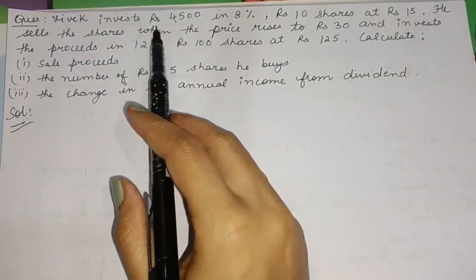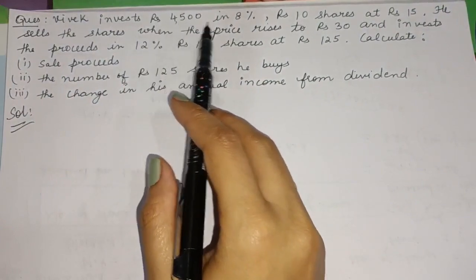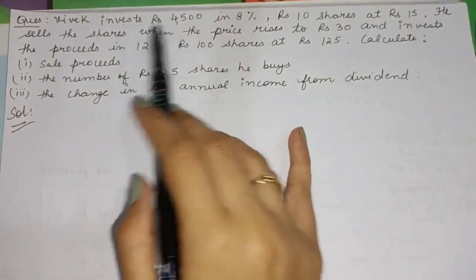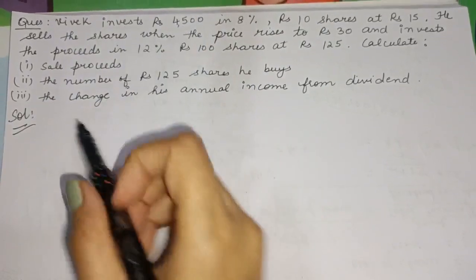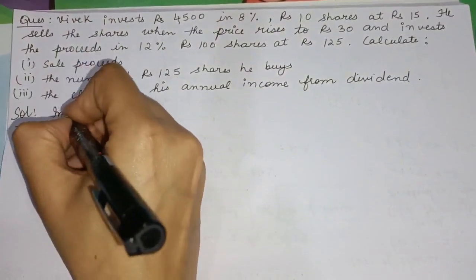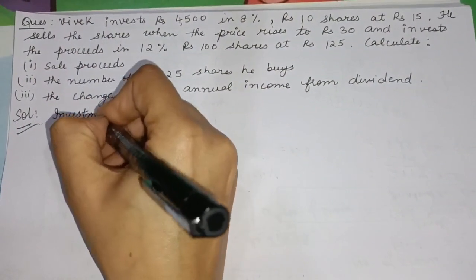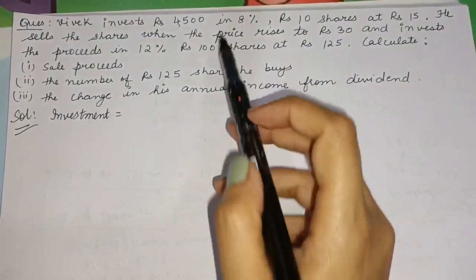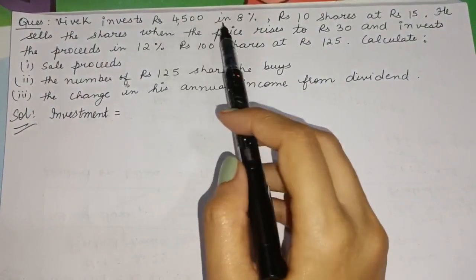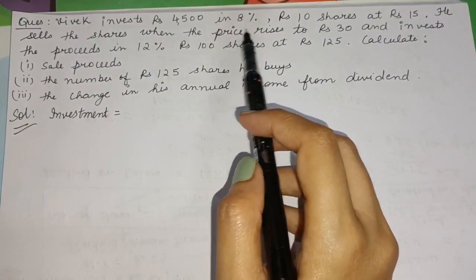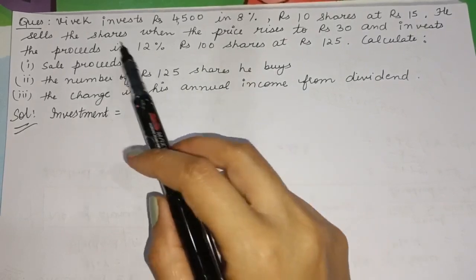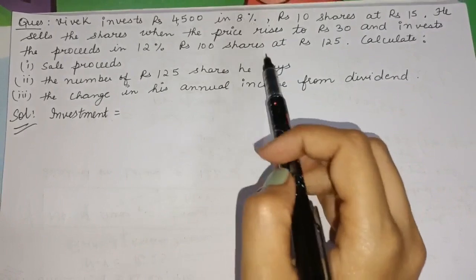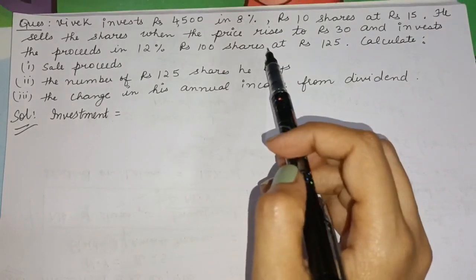So a person is investing rupees 4,500 in 8%. So that means investment is given to us. We'll write down whatever is given to us. Investment. This question we have to understand in parts, because the person first of all is doing some investment, that means he is buying something. Then he is also selling the same thing which he bought. So part by part you have to understand this question.